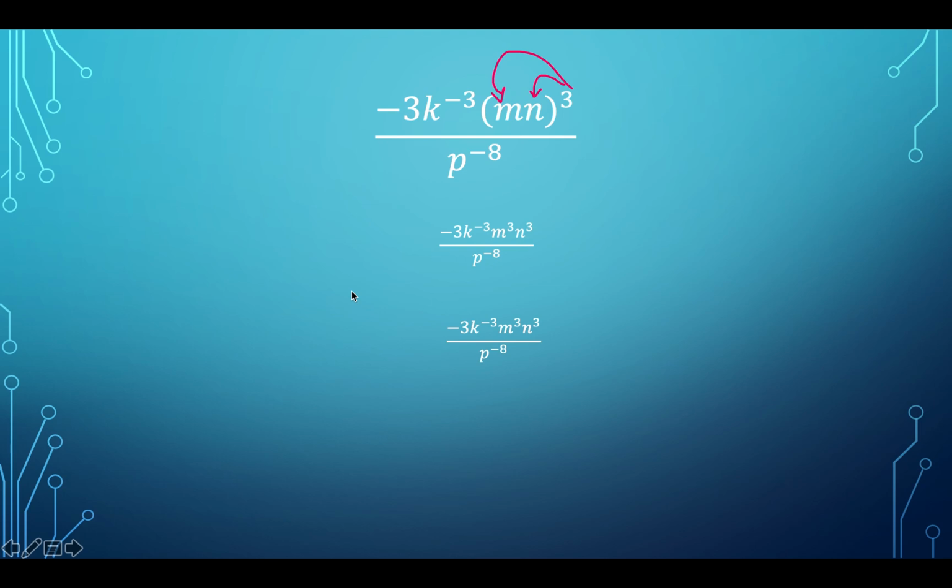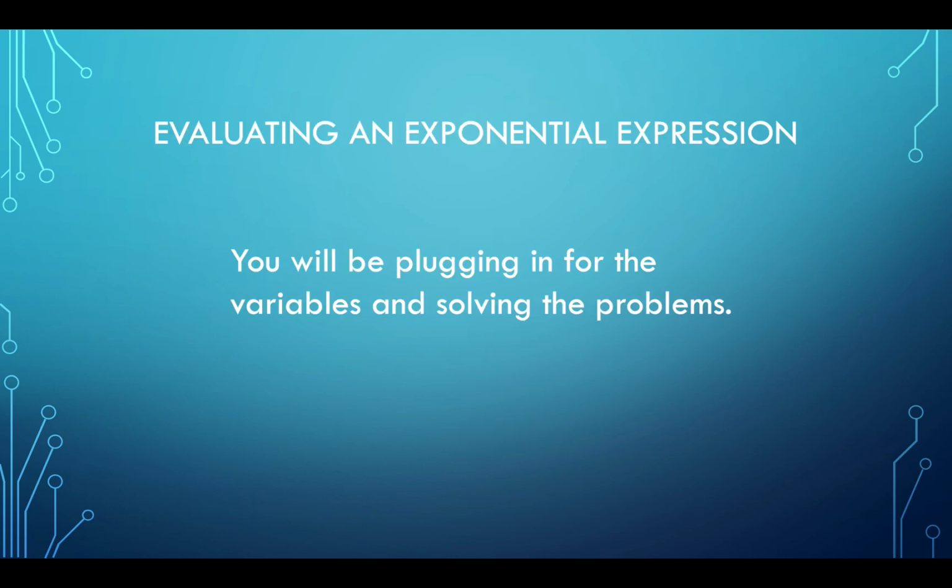So like that little trick I showed you, bring the p to the negative 8 up into the top and the k to the negative 3 down to the bottom. And remember, when we move it into the bottom or into the top, they now become positive. So we're left with 3 times p to the 8 times m to the 3 times n to the 3 all over k to the 3. Final answer, can't do anything, can't simplify it. You guys are done.